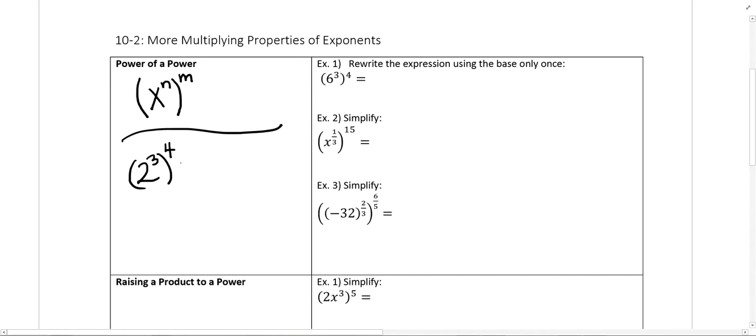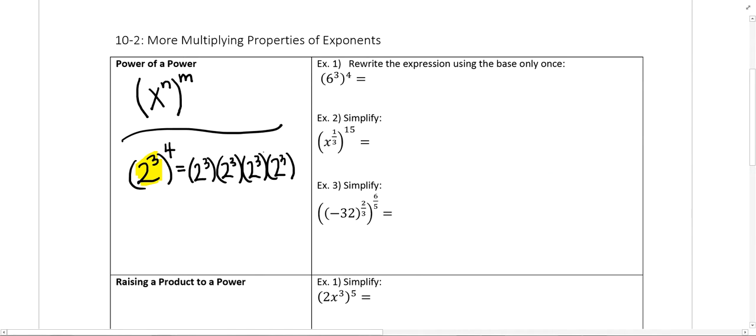Well, taking something to the 4th power means to multiply it times itself 4 times. So we are going to take this 2 to the 3rd and multiply it times itself 4 times. So that would be 2 to the 3rd times 2 to the 3rd times 2 to the 3rd times 2 to the 3rd, 4 times.